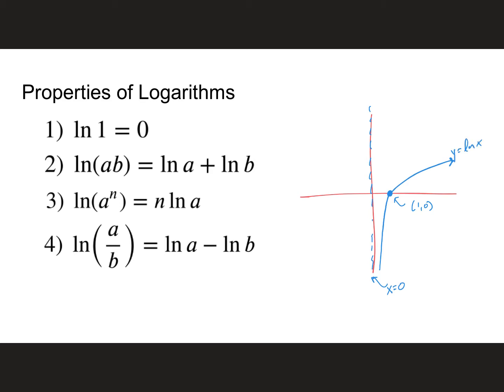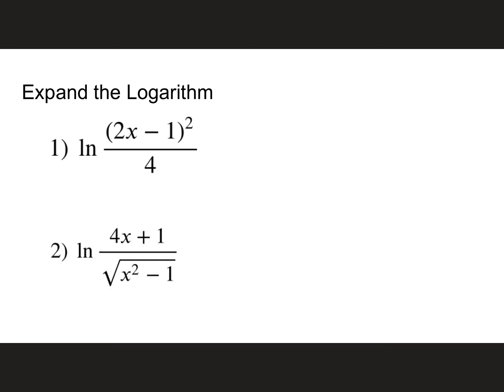The second rule: when you have the natural log of a product, you can turn that into a sum of the two individual natural logs. When you have a natural log of a number raised to a power, you can bring that power out front and turn it into a multiplication problem. When you have the natural log of a quotient, you can turn that into the difference of those two individual natural logs. For this problem, we're going to expand the logarithm.